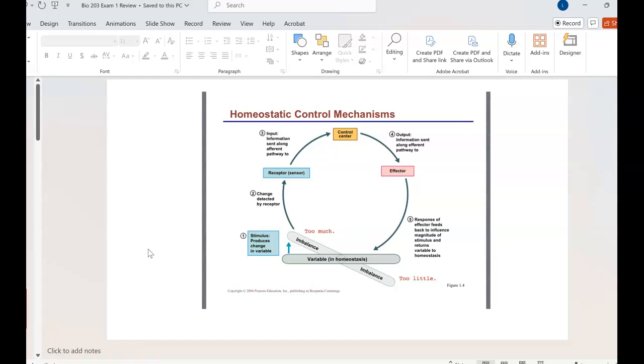or raise it. Another effector could be blood vessels. If we open up those blood vessels, blood pressure will decrease. If we constrict them, blood pressure will increase. So there are several examples that you could actually use. Don't forget with our negative feedback, we have to have these three parts: receptor, or also called the sensor, control center, which is also called the integrating center, and then the effector.